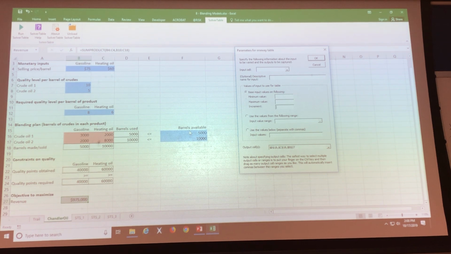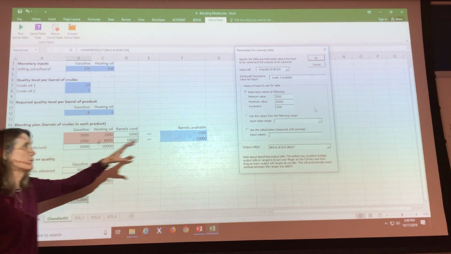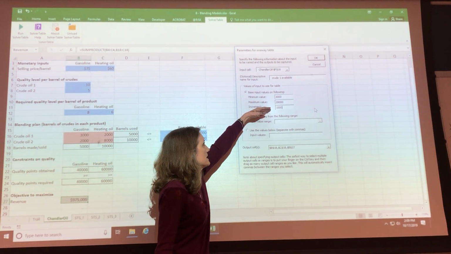Leave the output cells, because it's the exact same three output cells that it wants to see in this one that we saw in the last one. But this time, we're varying the availability of crude one, that's F16. Crude one available. And it told us on here, go to 2,000, that's less than we currently have. Go up to 20,000, that's more than we currently have, in increments of 1,000. So from the PowerPoint, go from 2 to 20,000 in steps of 1,000.